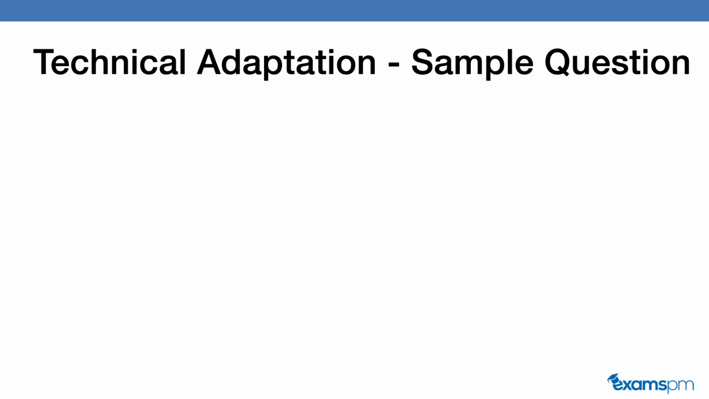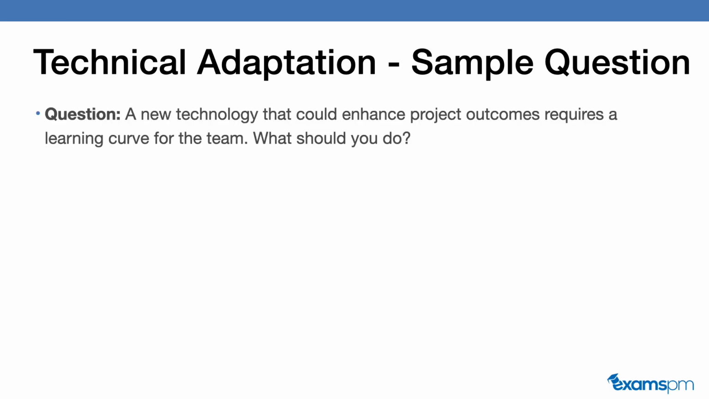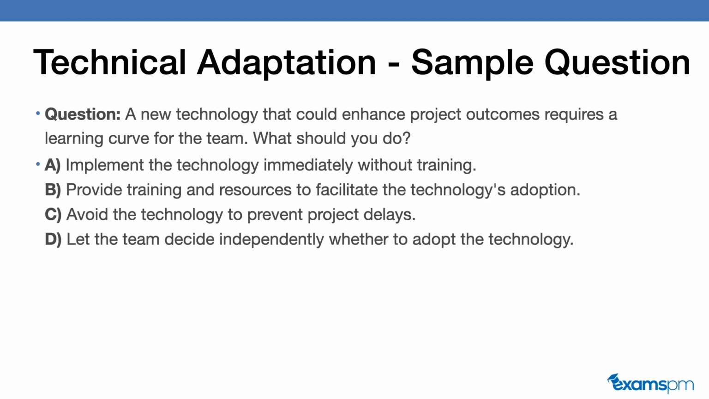Let's now look at a sample question around technical adaptation. So the question is, a new technology could enhance your project's outcomes, but it requires a significant learning curve from your team. What do you do as the project manager? Is it A, to implement the technology immediately without giving the team any training? B, provide the training and resources to facilitate the technology's adoption. C, avoid the technology to prevent project delays. Or D, let the team decide independently whether to adopt this technology or not.